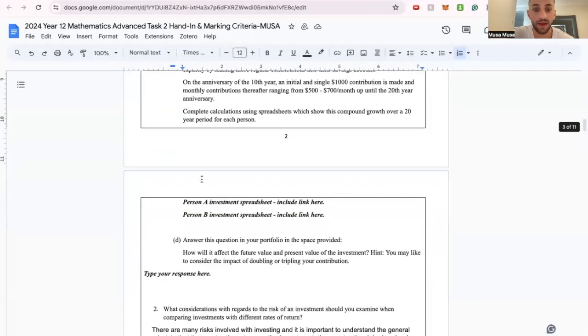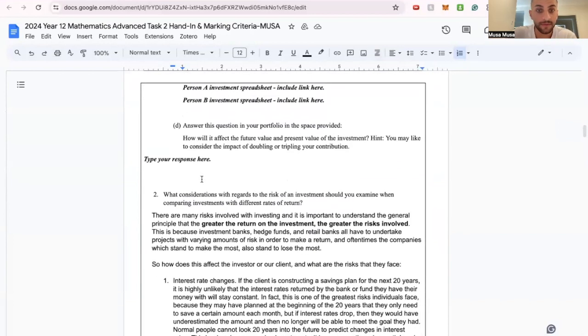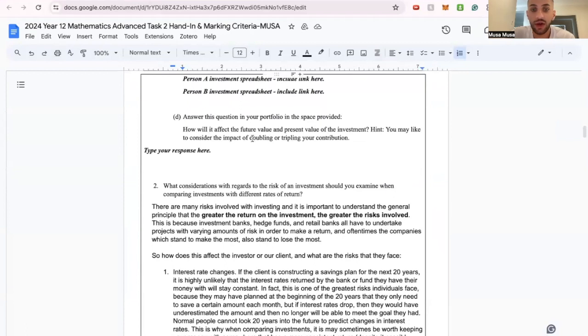Nice. Now, part D, or question 2, sorry, says, oh, actually it even says doubling or tripling your contributions. So maybe you can go beyond 500 to 700. Maybe, and then the interest will be way more.